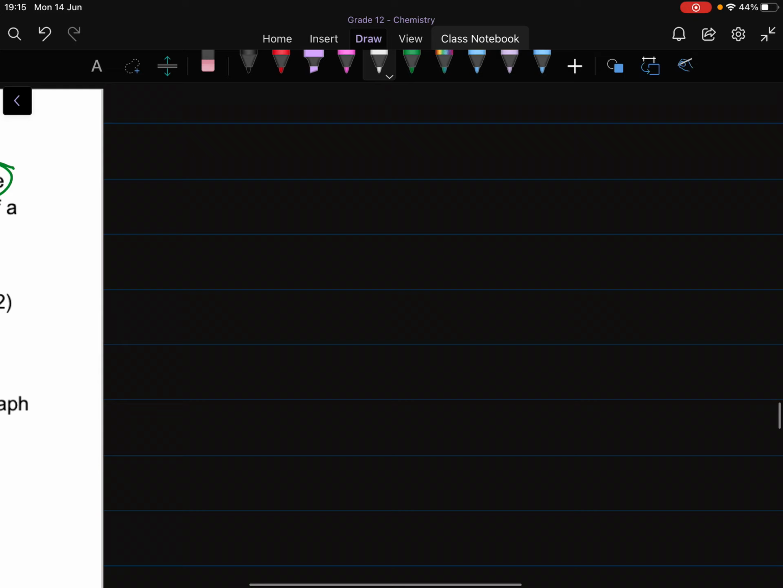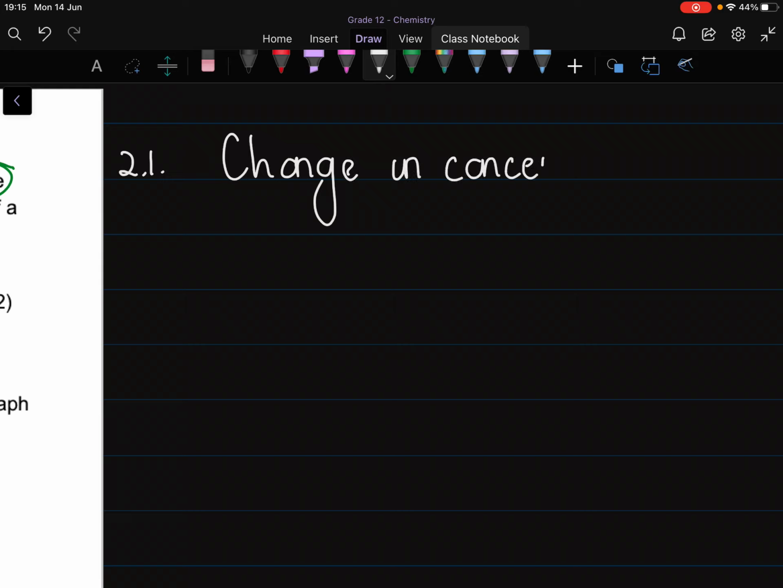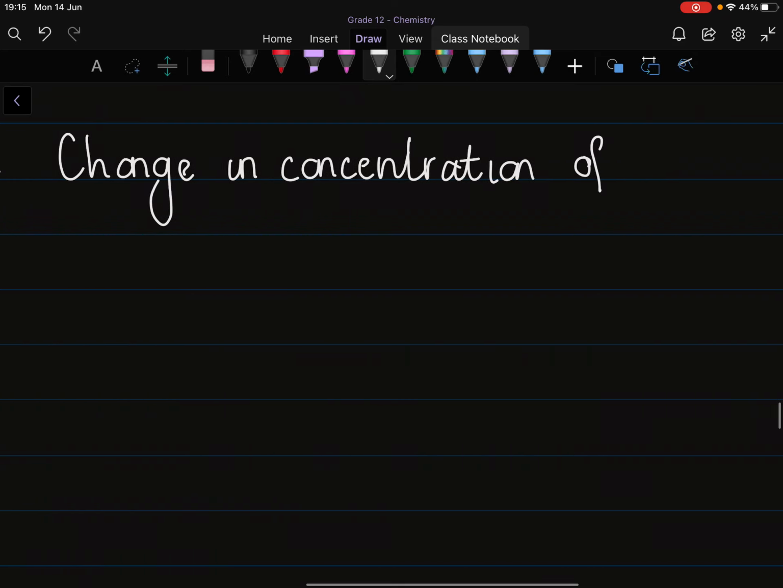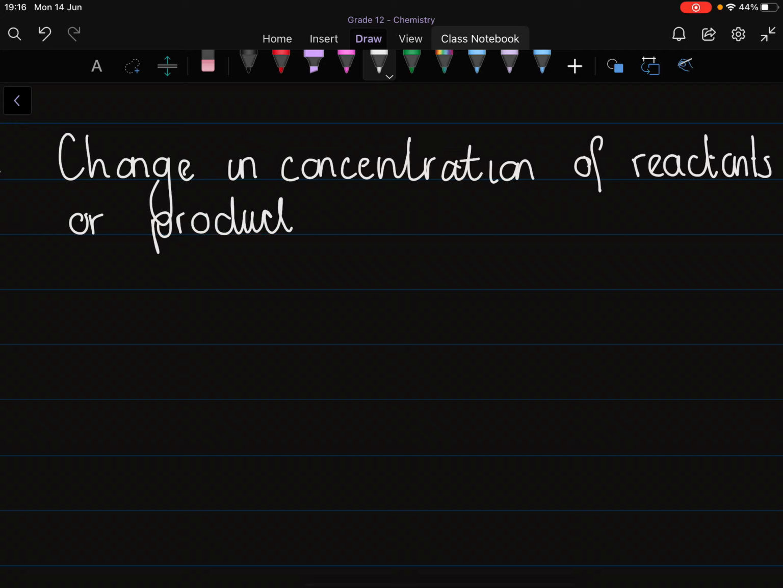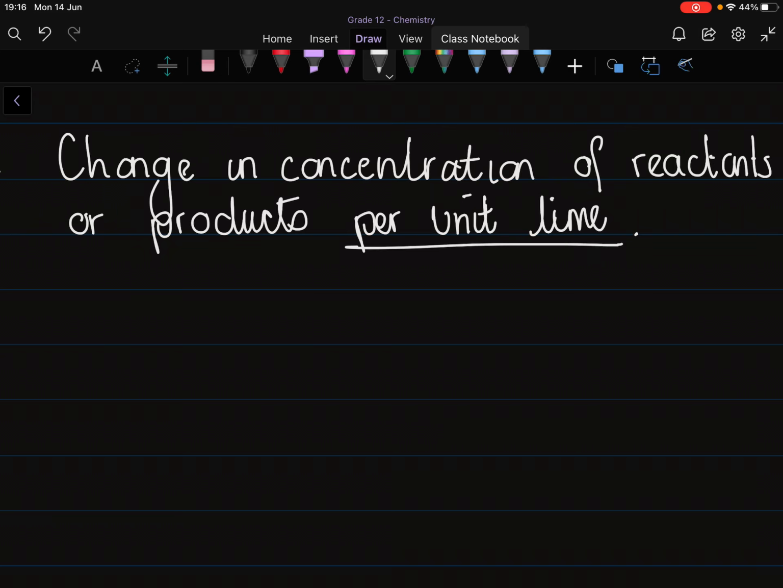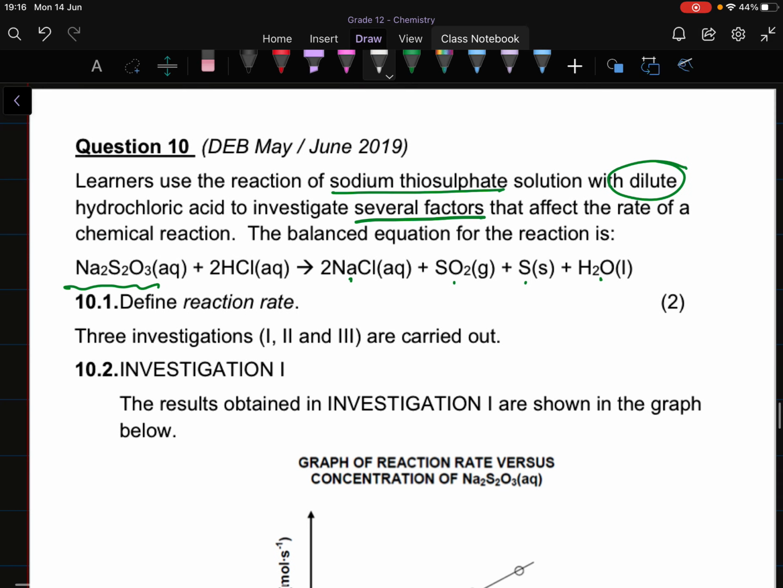General definition. Okay, so we're going to define reaction rate, and it's the change in concentration of reactants or products per unit, spell unit properly, it's very important, per unit time. Don't forget per unit time, okay, because it's a rate.